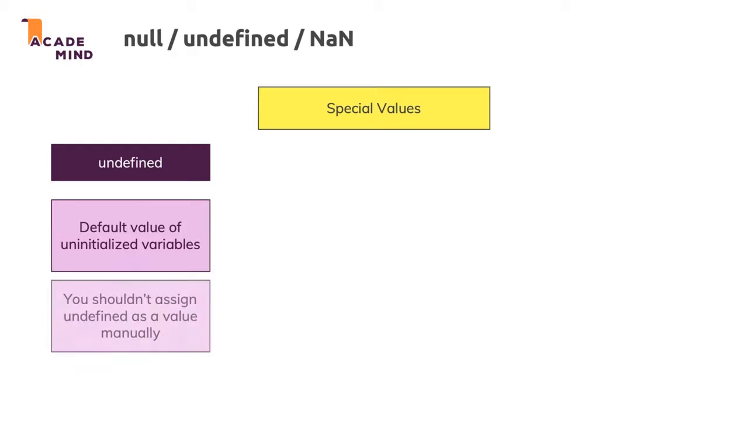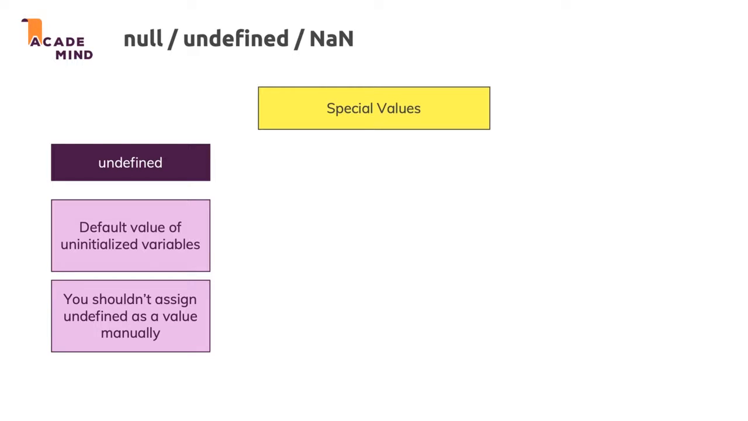Now, you should never assign undefined to a value on your own, so never write equals undefined, because that's just a default value you have if something has never been assigned a value. You could have cases in your code where you get something where you're not sure if it's undefined or not, and later you will learn how you can check whether a value is defined or undefined, but it's already important to be aware of this type.